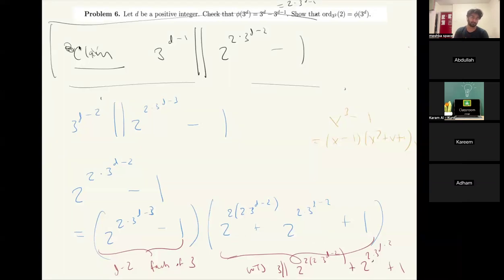And how do we see that it's not divisible by 9? It's the same argument. This is 1 modulo some huge power of 3, so in particular it's 1 mod 9. That's what the induction hypothesis says. These are all 1 mod 9. So this whole thing is congruent to 3 mod 9. Do you guys see?